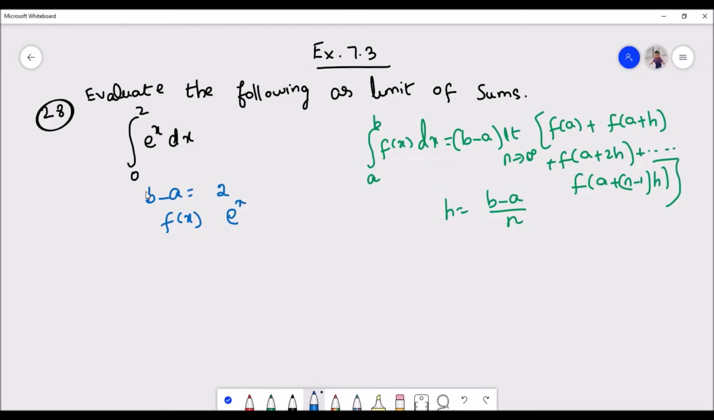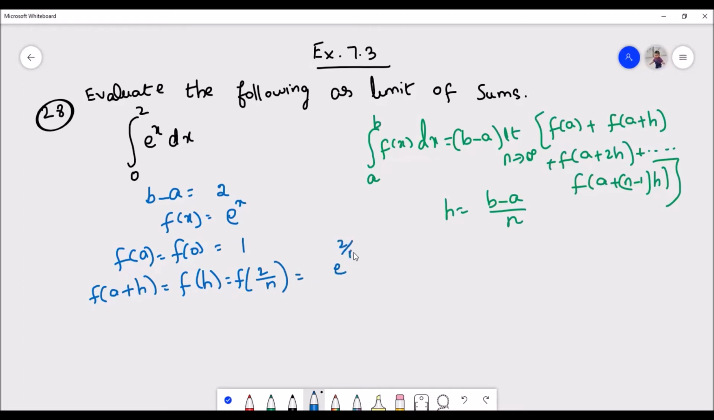So what will be f of a? The lower limit is a, so f of a is f of 0, which is e to the power of 0, that is 1. Now next, f of a plus h. So f of a plus h is f of 0 plus h, which is f of h. The h value is b minus a by n, which is 2 by n, so f of 2 by n equals e to the power of 2 by n.